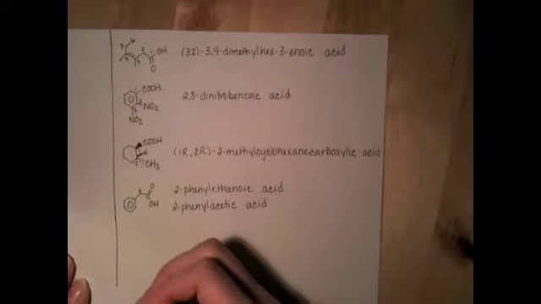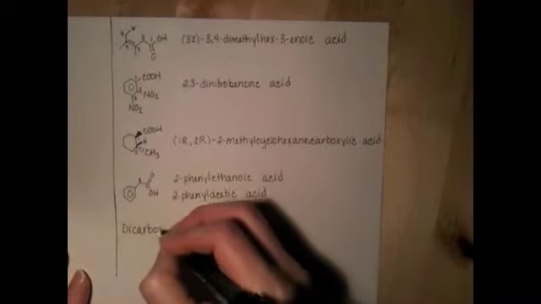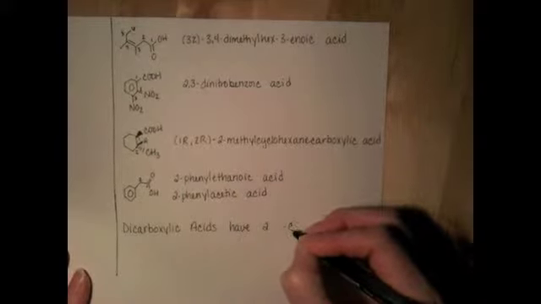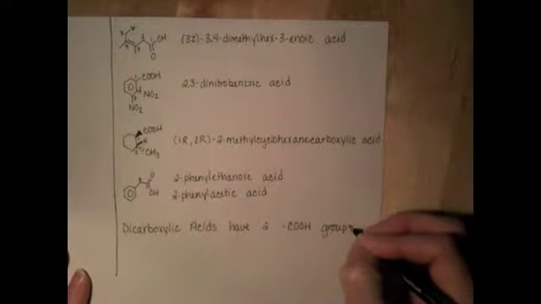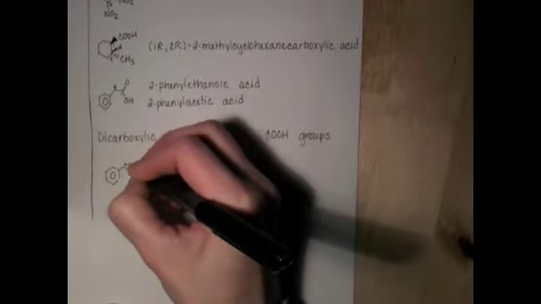If you have 2 carboxyl groups on a molecule, the molecule is a dicarboxylic acid. And of course, you could have more than 2 carboxyl groups on a molecule, but we're only going to worry about naming ones that have 2. If the 2 carboxyl groups are on a benzene ring, let's say you got one, and then you have another one somewhere else.